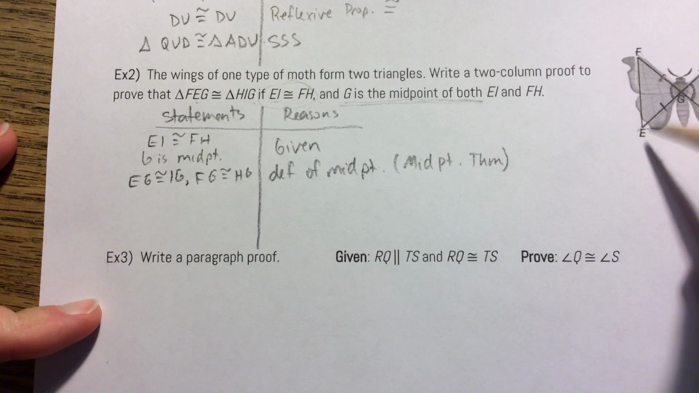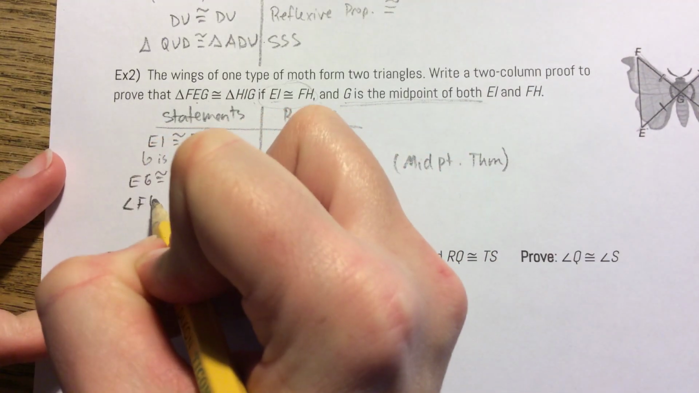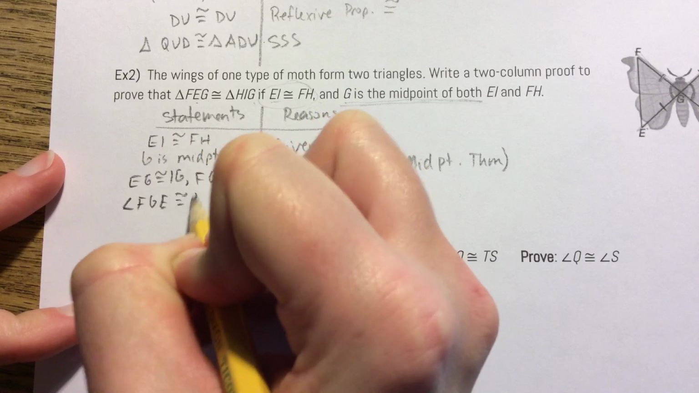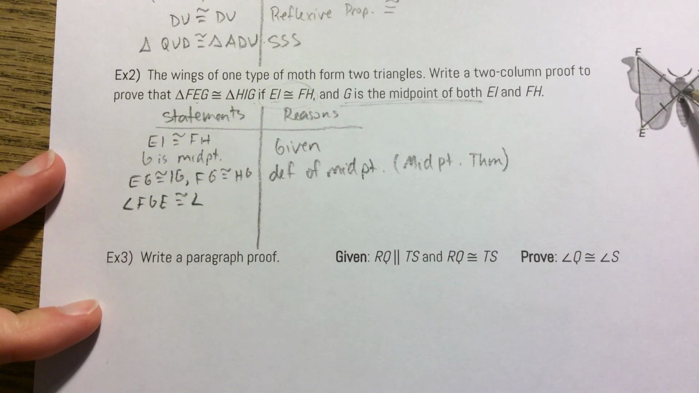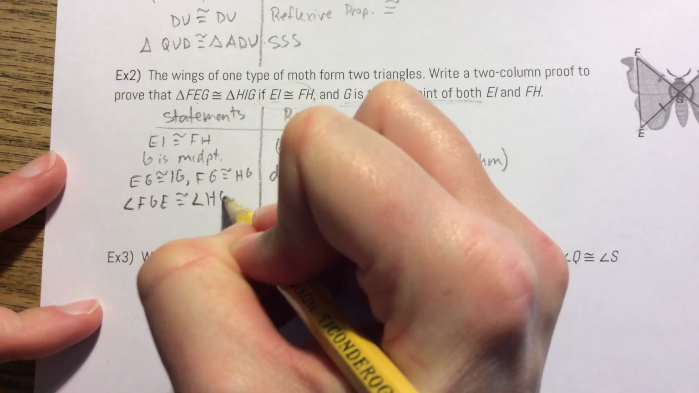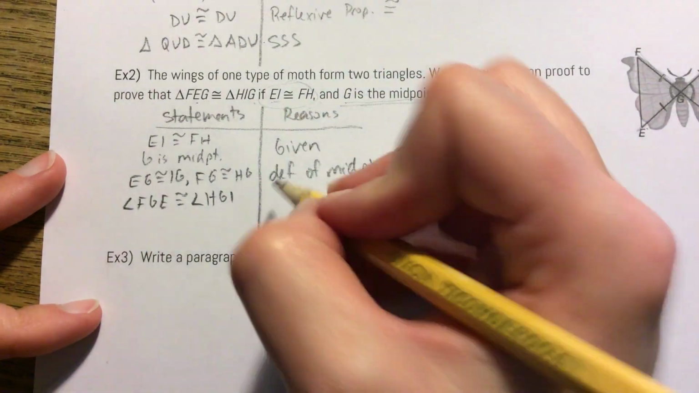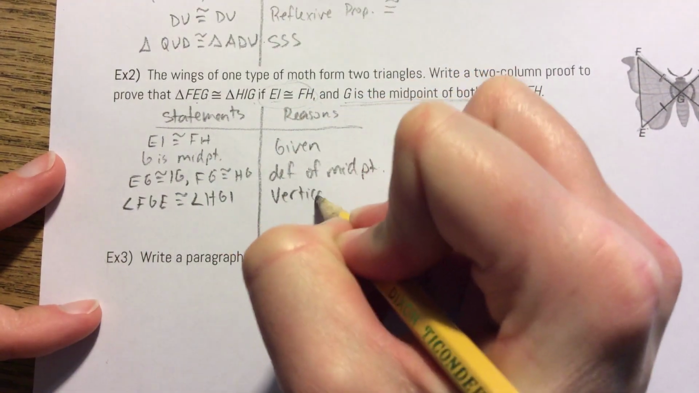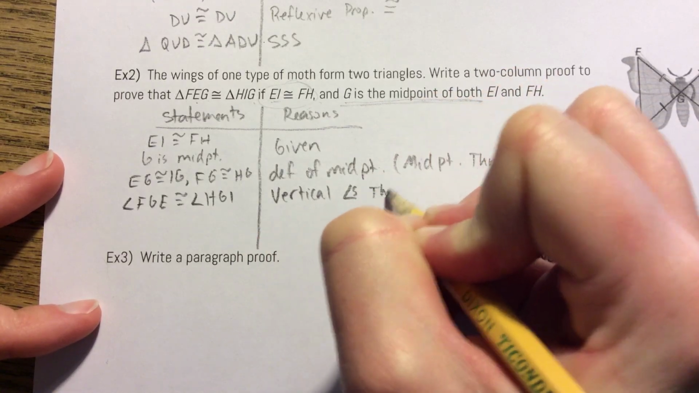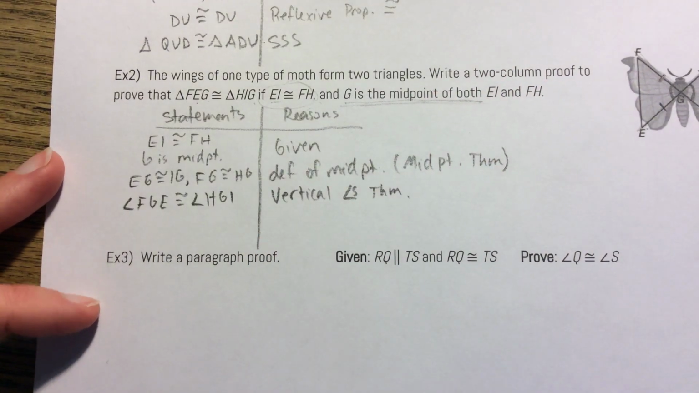So I'm going to say FGE is congruent to HGI, and that would be by vertical angles. So that's because they're vertical angles.